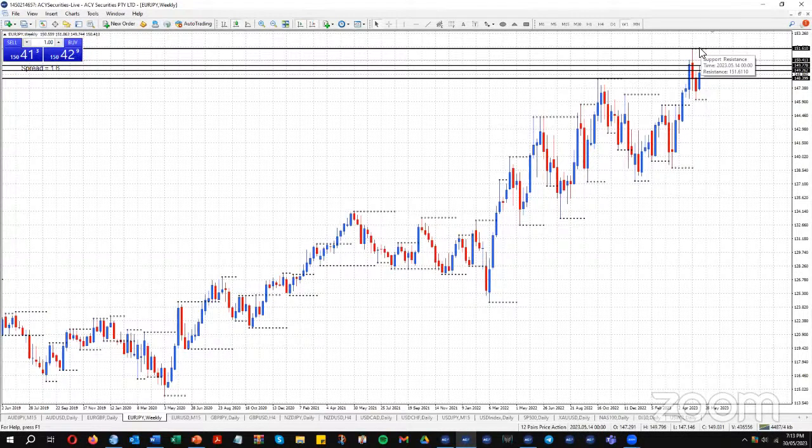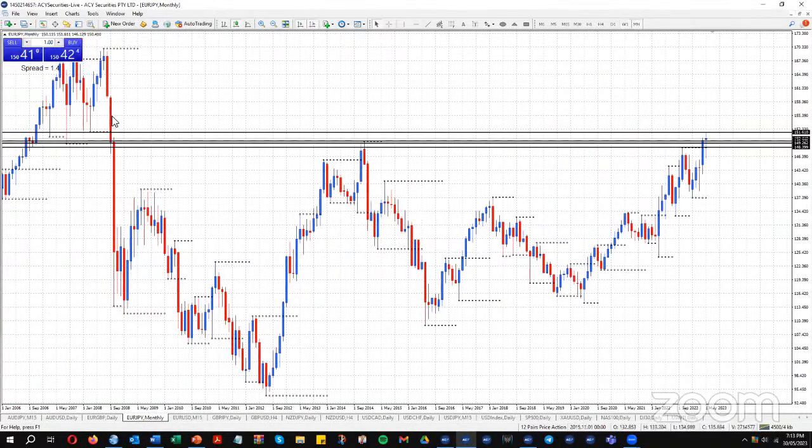151.61 is the weekly level. The monthly level is at 151.71, if my memory serves me. So we couldn't quite get to the monthly level. That low just there. All right, it's 151.70. I was out by a pip.